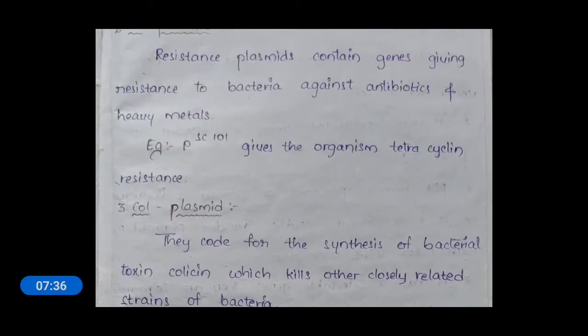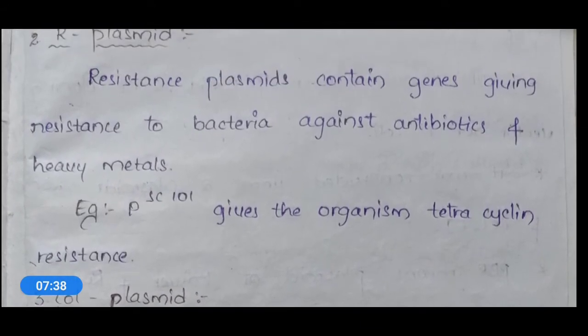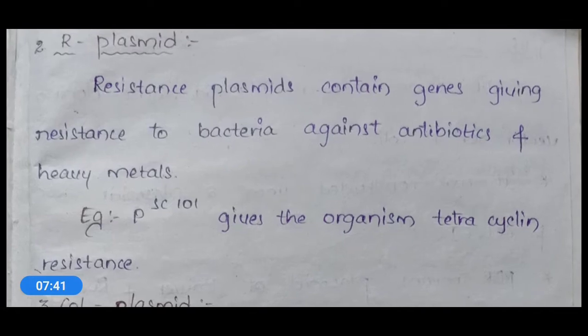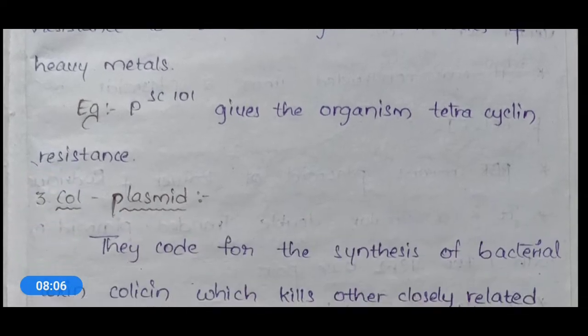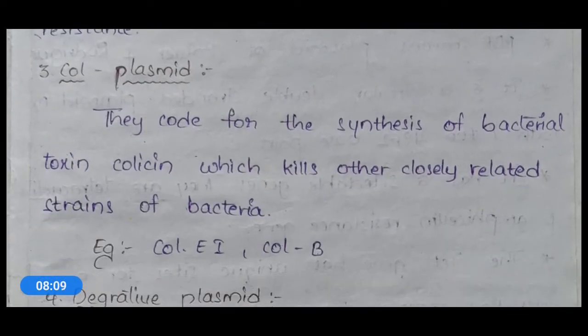The next one is the R plasmid, the resistance plasmid. This resistance plasmid contains genes which give resistance to bacteria against a few antibiotics and heavy metals. Example pSC101. This pSC101 shows resistance towards tetracycline.